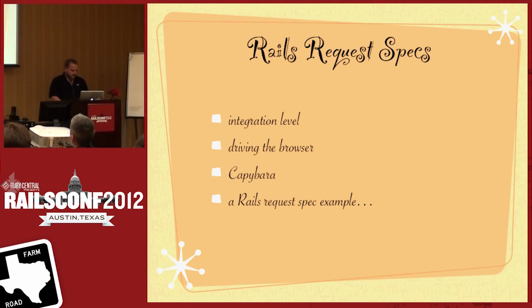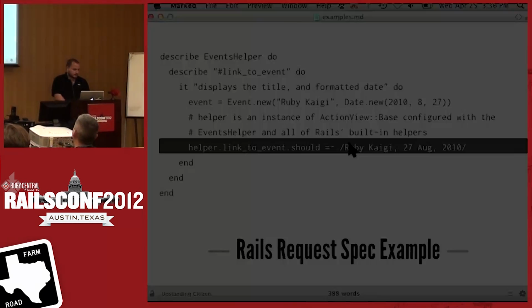Let's do an example of a request spec. These are my favorite specs lately. These are the integration level ones. These are driving the browser. You're either driving Selenium or maybe driving rack test if you don't need to actually see it. You can actually watch these things fly by in Firefox, and you can watch the buttons be clicked and the text fields be filled in, often using Capybara or WebRat. And here's an example of how you do it.